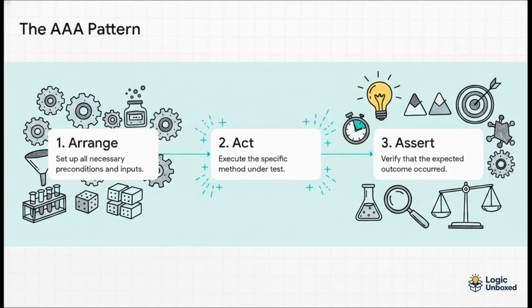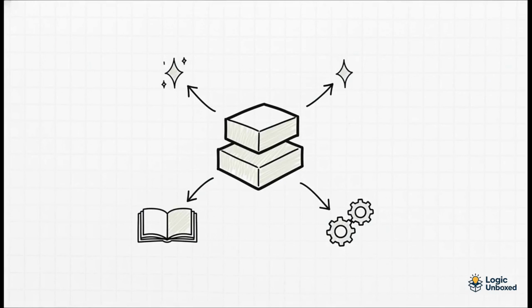Arrange, act, assert. Simple. So why do we even bother with this? What's the big deal? Because it creates consistency. It creates a predictable rhythm. When you and everyone on your team follow the AAA pattern, anyone can look at any test and instantly get it. They'll know exactly where the setup is, what's being tested, and what the expected outcome is. This makes your tests incredibly readable and so much easier to maintain in the long run.